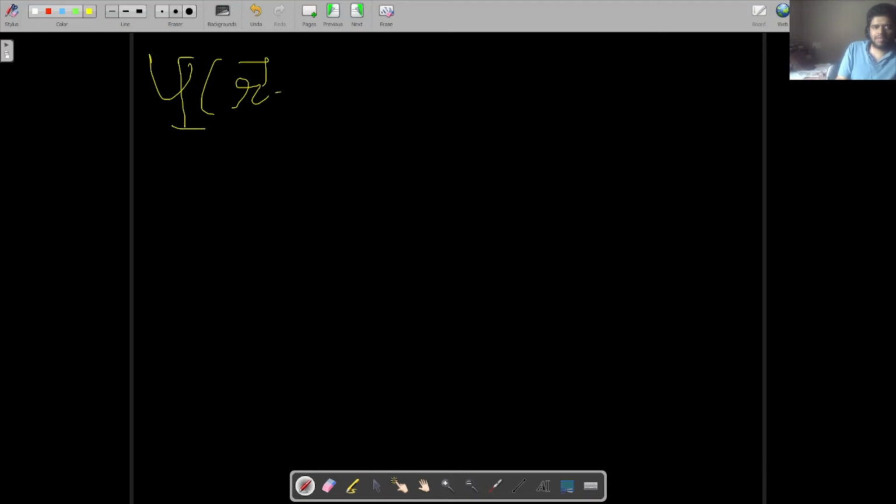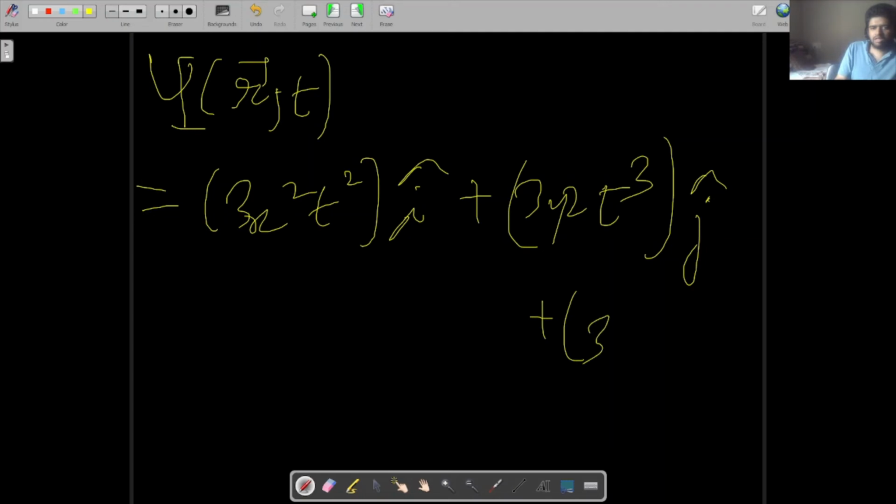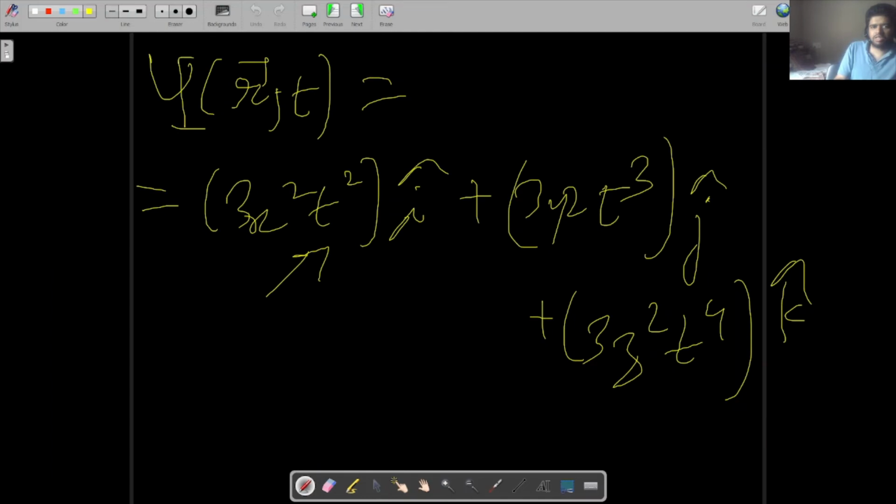I can give the time dependent example like this. Suppose this is the function: 3x square t square i cap, plus 3y square t cube j cap, plus 3z square t to the power 4 k cap. So here you have the t term. You have the t term over here, so it is time dependent. This was time independent. Now this will be time dependent.